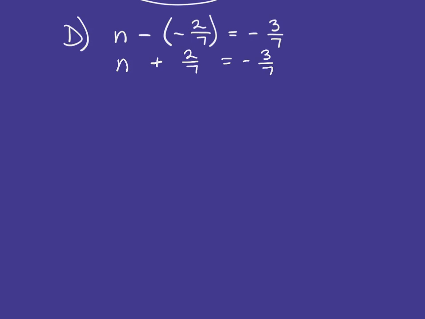And now we want to get n by itself. So it was n plus 2/7. So we're going to undo adding 2/7 by subtracting 2/7. These have the same denominators, negative 3/7 minus 2/7, so we're going to get negative 5/7.